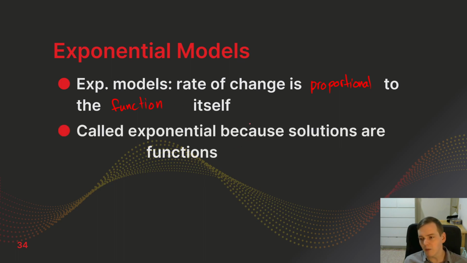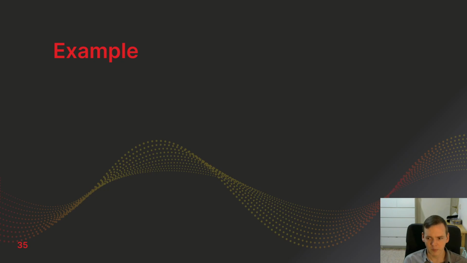And this is most commonly seen in populations that reproduce. So if having more of something means it's going to change faster, that would be a good place for an exponential model. And it's called an exponential model because the solutions are exponential functions. So pretty self-explanatory here. We're going to look at two examples of this.